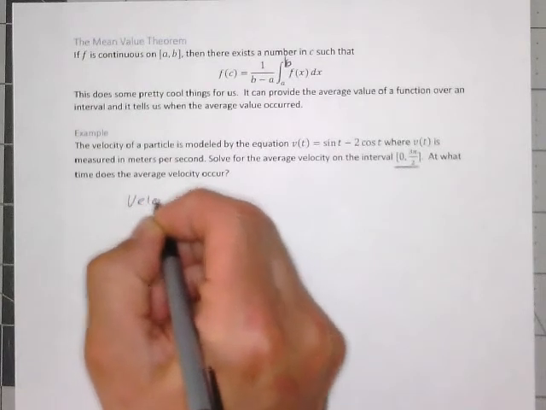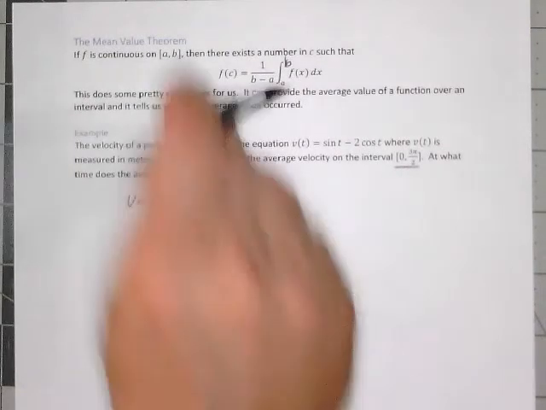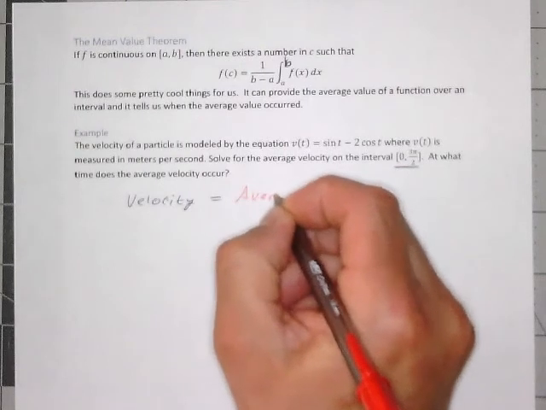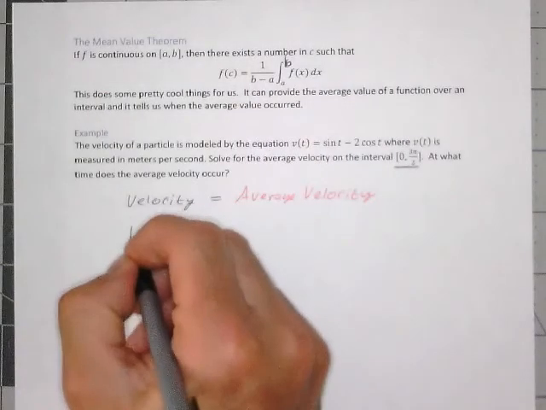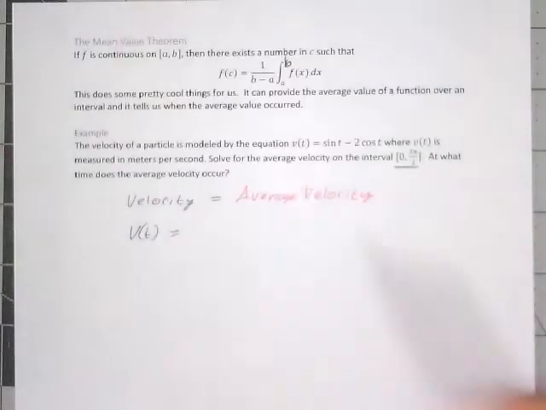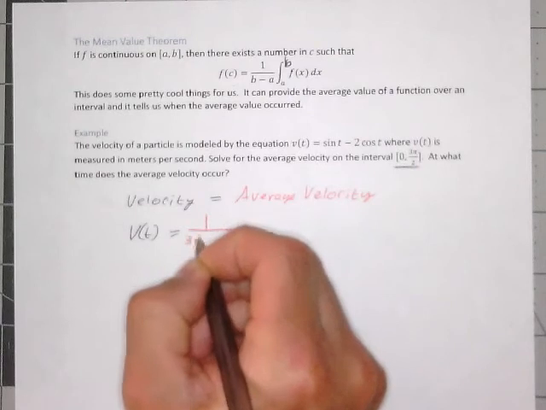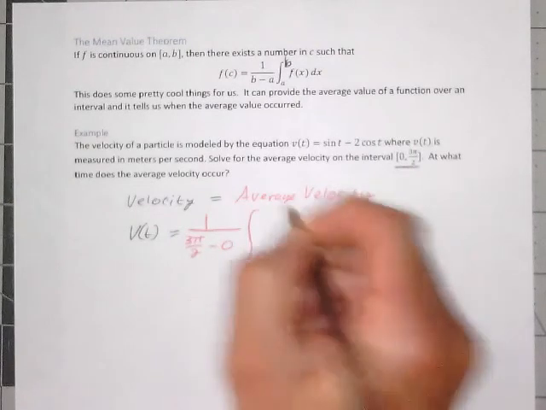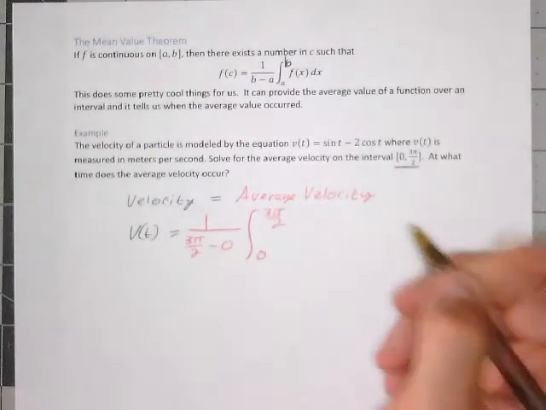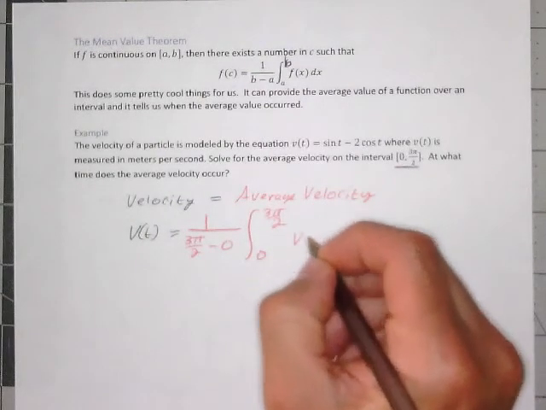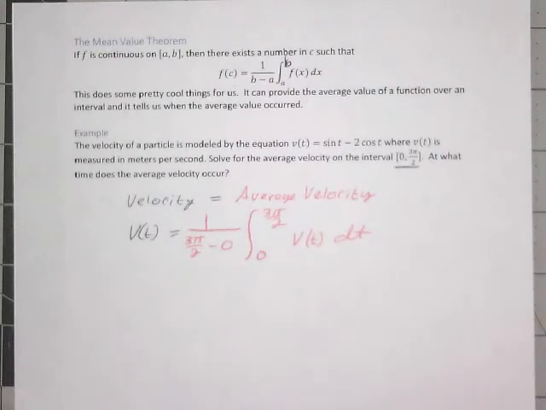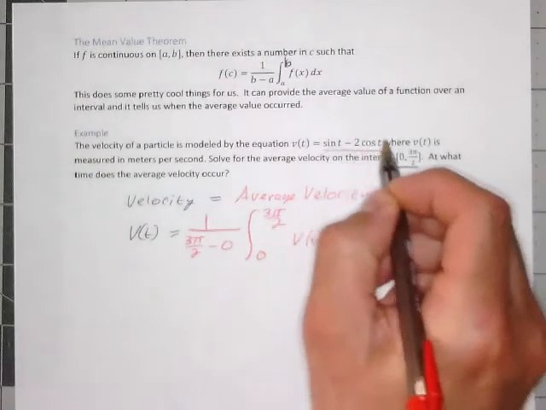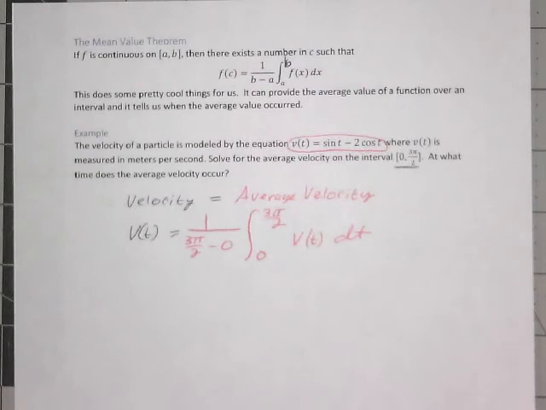So what we're going to do is say velocity equals average velocity. So our velocity is v of t. I'm going to leave it as v of t for a while until I change it later on in the problem. But now our average velocity is going to be 1 over 3 pi over 2 minus 0, the integral from 0 to 3 pi over 2 of, I'm going to use v of t again, dt. Okay, no absolute value bars because we want to know what the average velocity is. So that includes everything above and everything below. Okay, and again, v of t is this function over here.